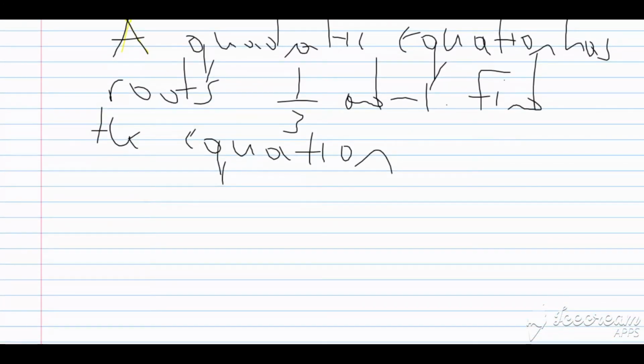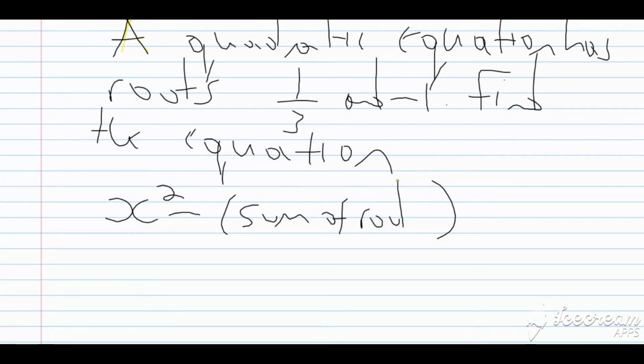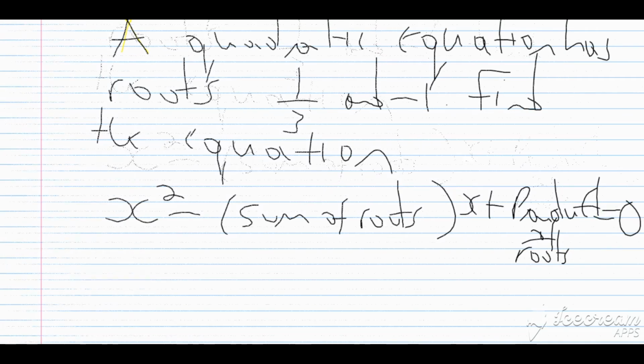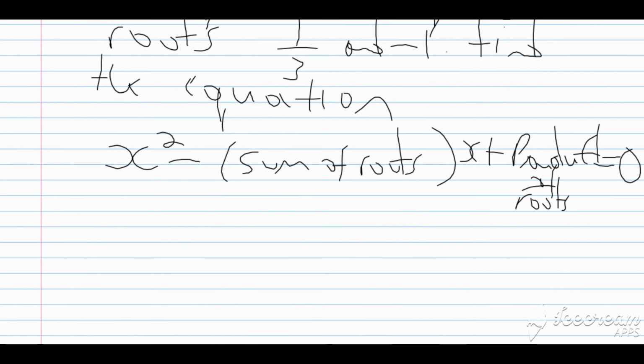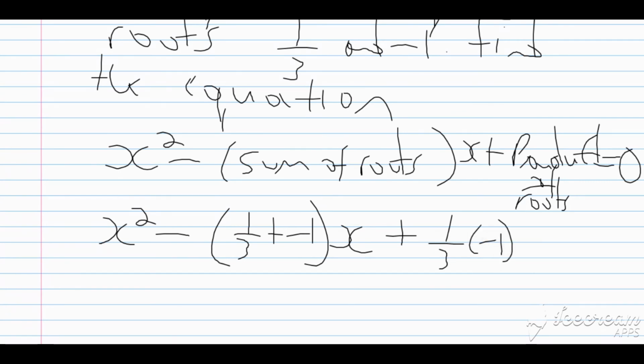So let me start by writing the general form. We can simply say x squared minus open bracket sum of roots close bracket times x plus product of roots equals 0. And that is what we use to do everything. The roots here are 1/3 and -1. So the equation is going to become x squared minus (1/3 plus -1) times x plus the product of the roots. So it's 1/3 times -1 equals 0.